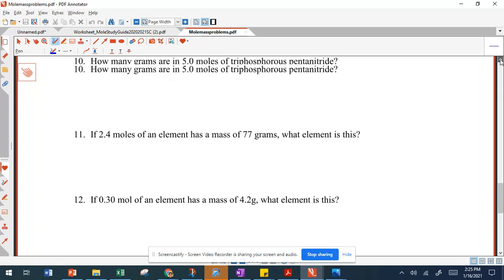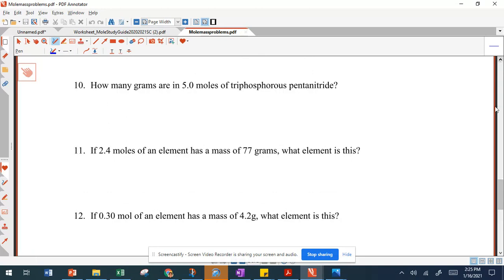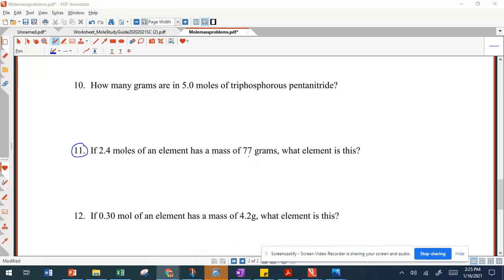What you will also notice is that there are some problems where it asks you to figure out what kind of element you have or what your element is. So this is a slightly different twist. Let's look at number 11 on your sheet. It's giving you the grams, the mass, and it's giving you how many moles you have.